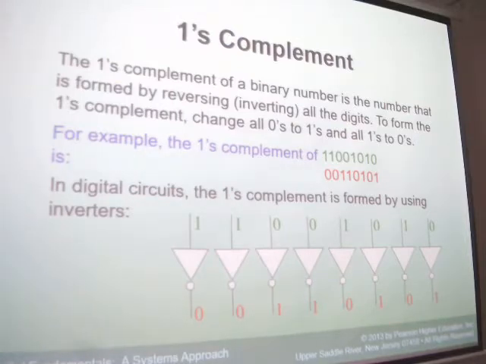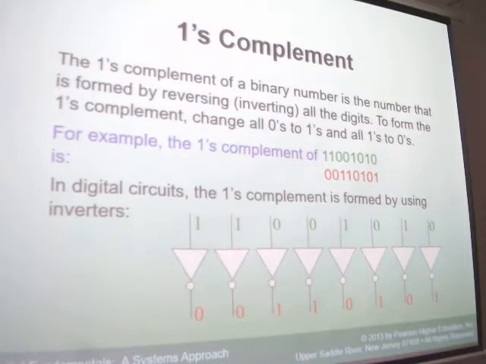But sir, my question is here. For this positive number, the first complement is the same. 0, 0, 1, 1, 0, 0, 0. So this is for plus 34, so for a positive number, the first complement is the same.